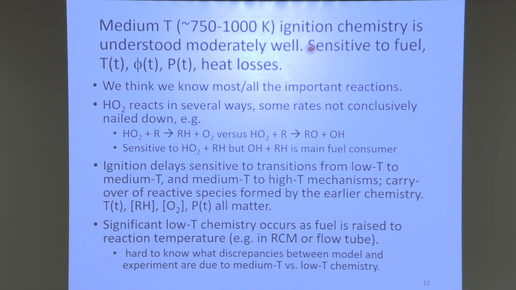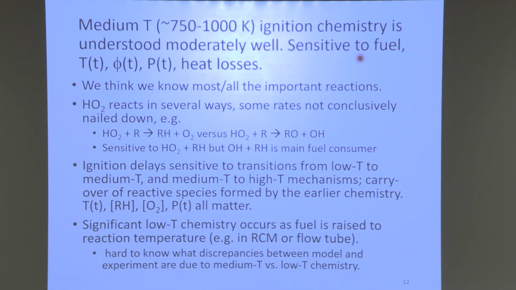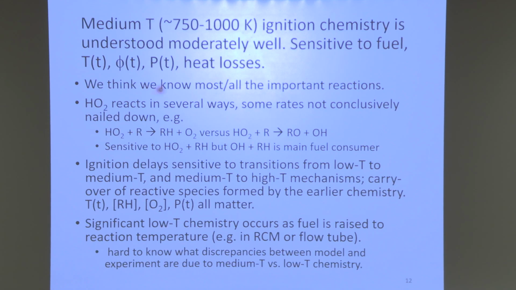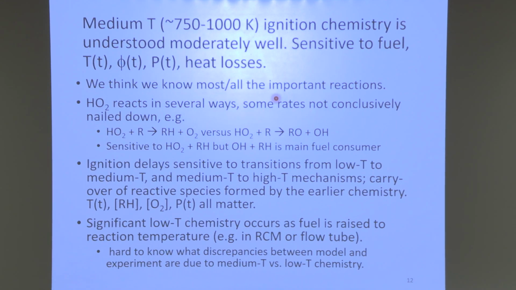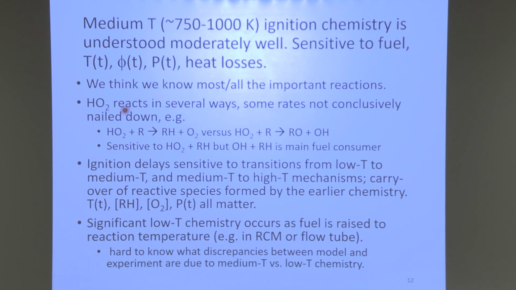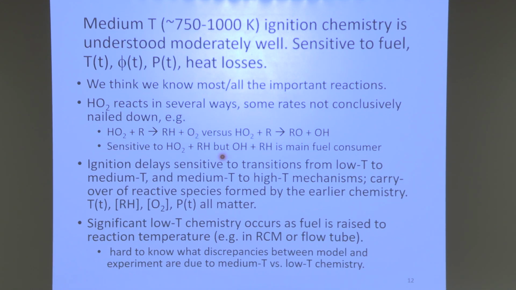So we understand this kind of moderately well. It's definitely sensitive to all these things. We think we know most or all the reactions. HO2 reacts a lot of ways, and some of the rate coefficients are not known perfectly. So for example, HO2 can react with the radicals also. And you get two different possible products, and we don't really know the branching ratio to these two different products. This one's happening on a triplet surface, because O2 is a triplet. This one's on the singlet surface.